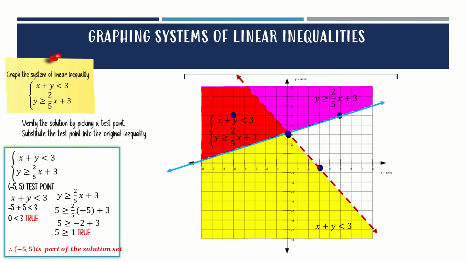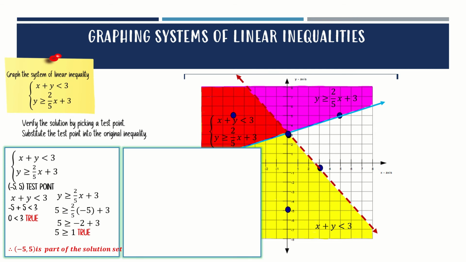Let us pick another test point, not from the solution set. Let us try picking from the area with yellow shade. We have this point with an ordered pair 0, negative 5. Then substitute it into the original inequality. We have 0 plus negative 5 is less than 3. The result is negative 5 is less than 3. That is true.